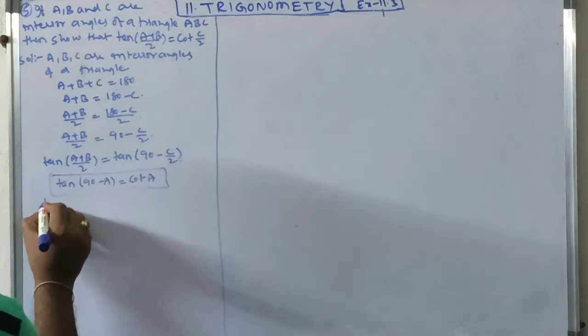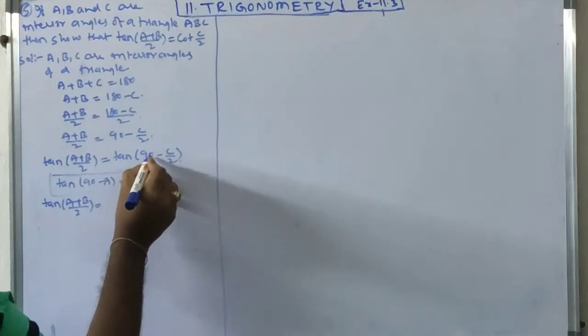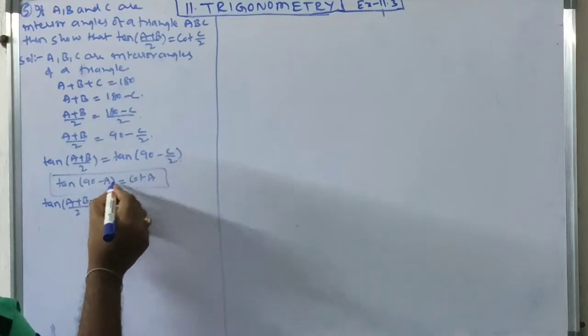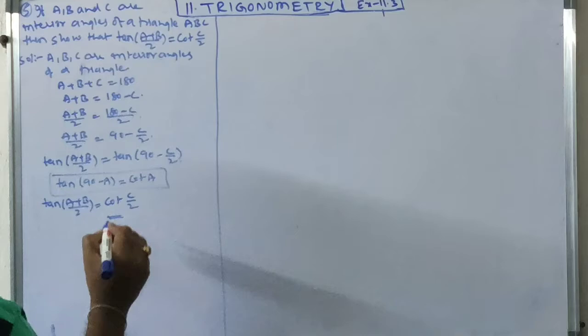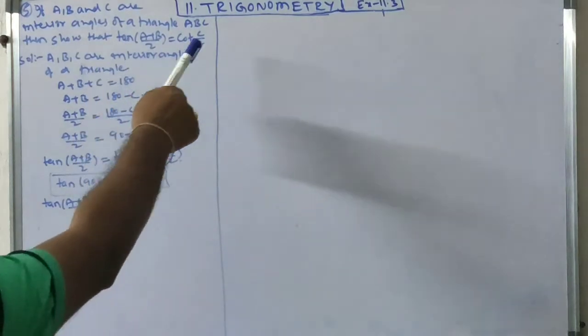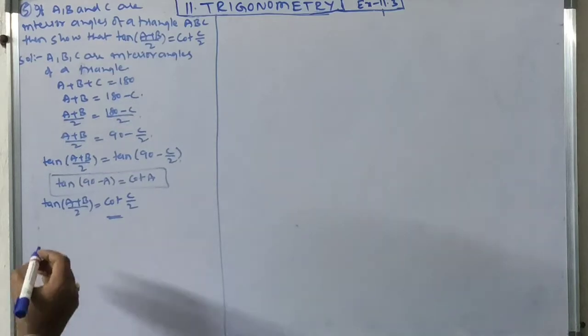So tan of (A plus B) by 2 equal to tan of 90 minus, which will become cot, instead of A, C by 2. So this we need to prove: tan of (A plus B) by 2 equal to cot C by 2. Same kind of problem in example 12.